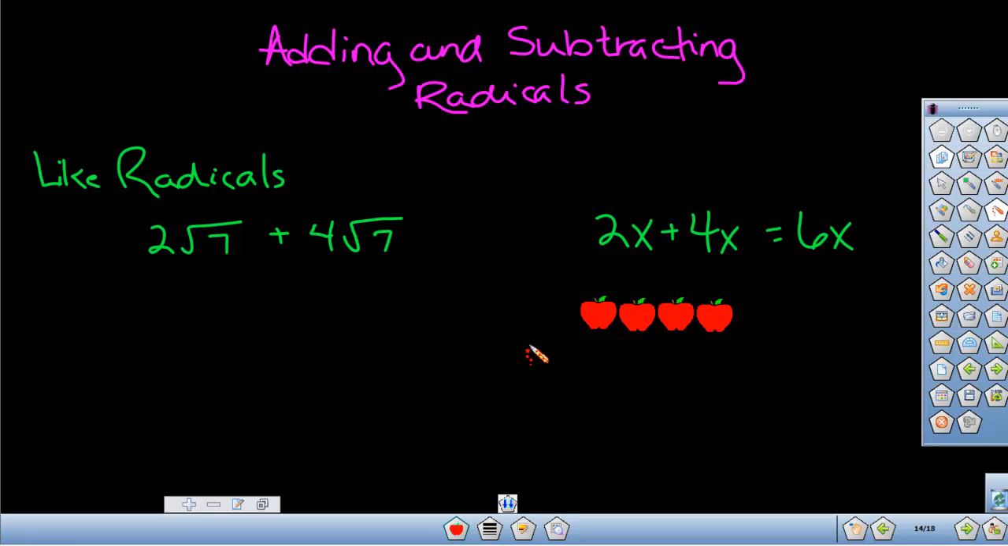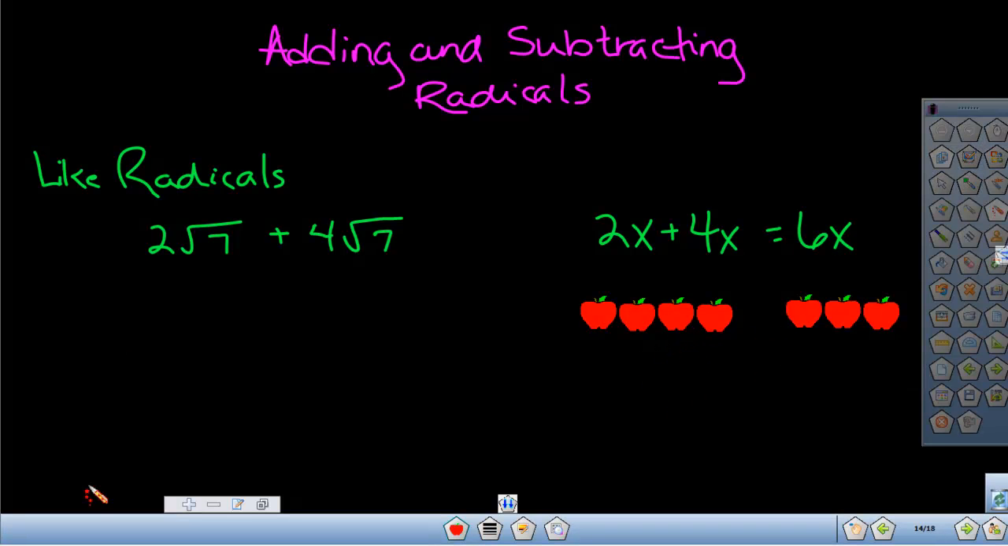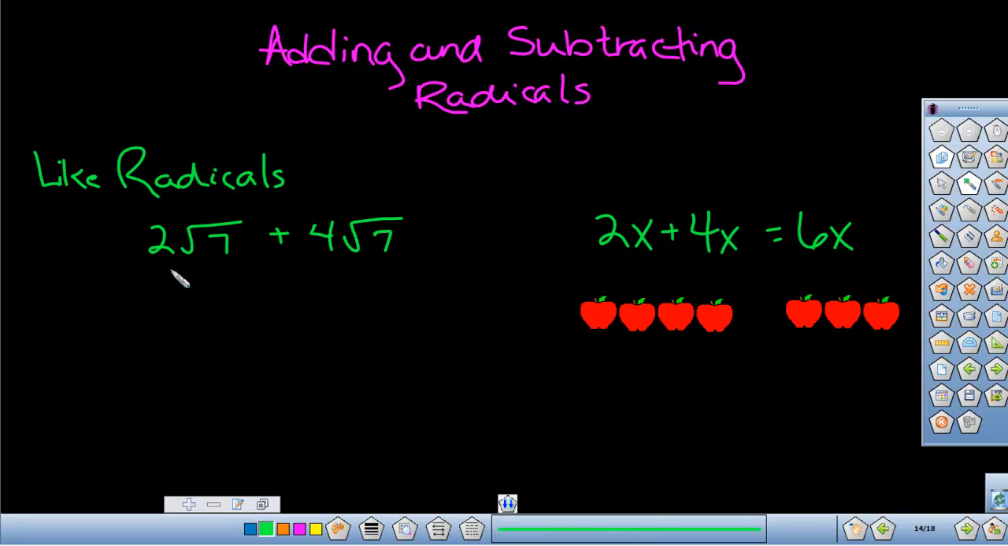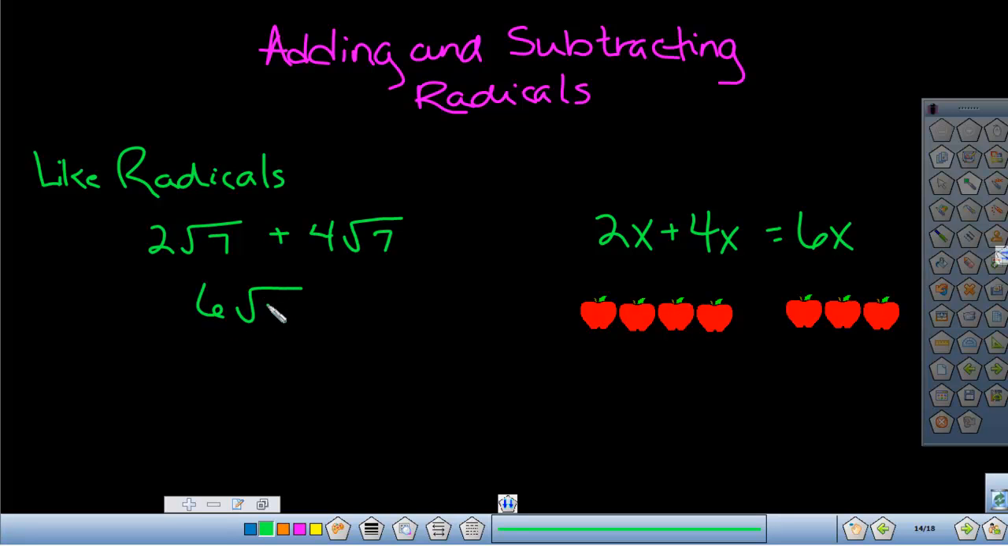4 apples and then 3 more apples. And when we put these together, we have 7 apples. So it's that whole concept. In order to combine, you must be the same kind. And so this first term tells you how many. The radical tells you what kind. How many, what kind. And as long as the what kinds are the same, then you can combine them. So in this example, we would have 6 times the square root of 7.